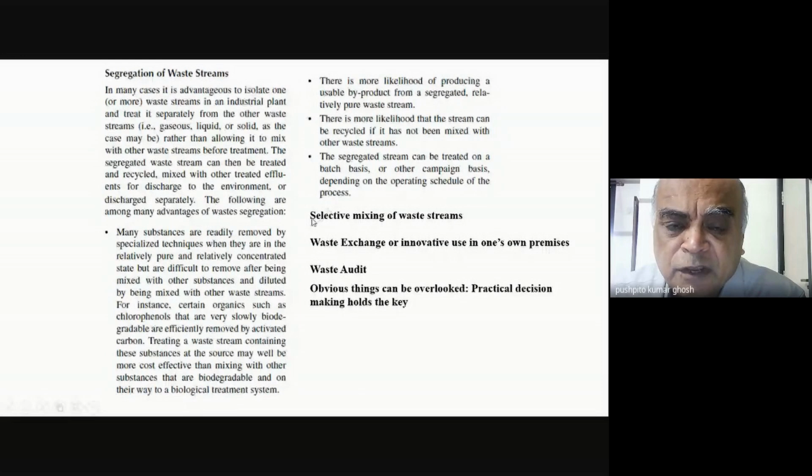So remember, this is a very important approach to take, which is selective mixing of waste streams. Another very interesting thing is that, especially when you have segregated your streams, you might find that the waste you generate can be utilized somewhere else in your factory. Or if you're in an industry cluster with many different types of industries, somebody might say, hey, give it to me, I have a use for this effluent of yours.